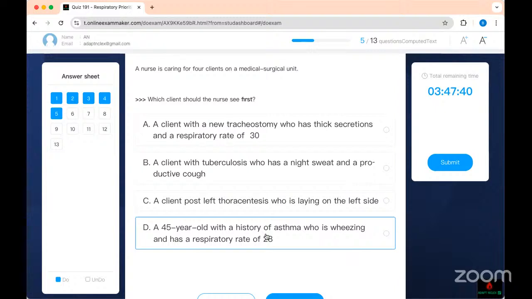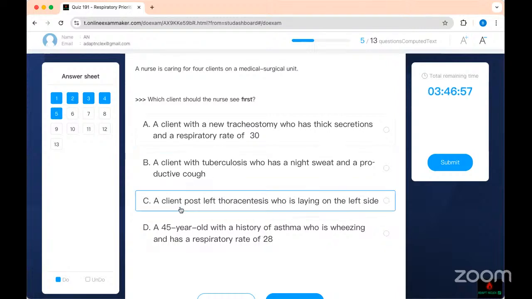I have tuberculosis, night sweats and productive cough. I have a left thoracentesis, and I'm lying on the left side. I have asthma and I'm wheezing, with a respiratory rate of 28. What do you think? Who will you see? These are respiratory prioritization questions, and they are easy to be trapped by.